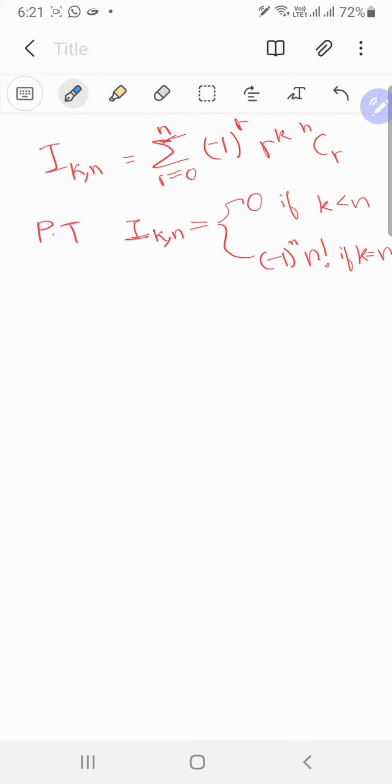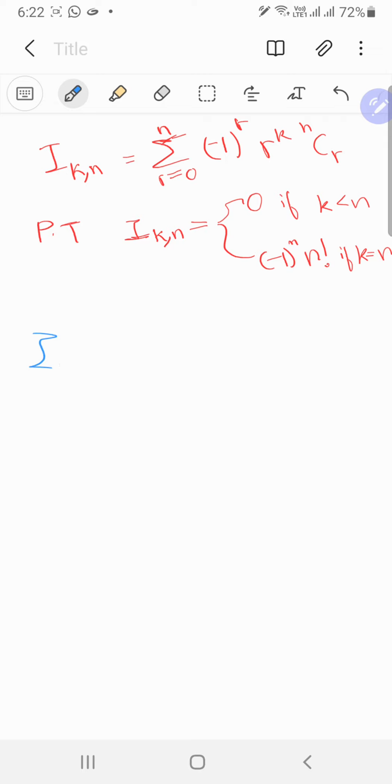Okay, and we have to prove that I sub k comma n is 0 if k is less than n, and it's negative 1 power n times n factorial if k is equal to n. So how can we prove this? I think we can do this easily using induction. Okay, so let me try.